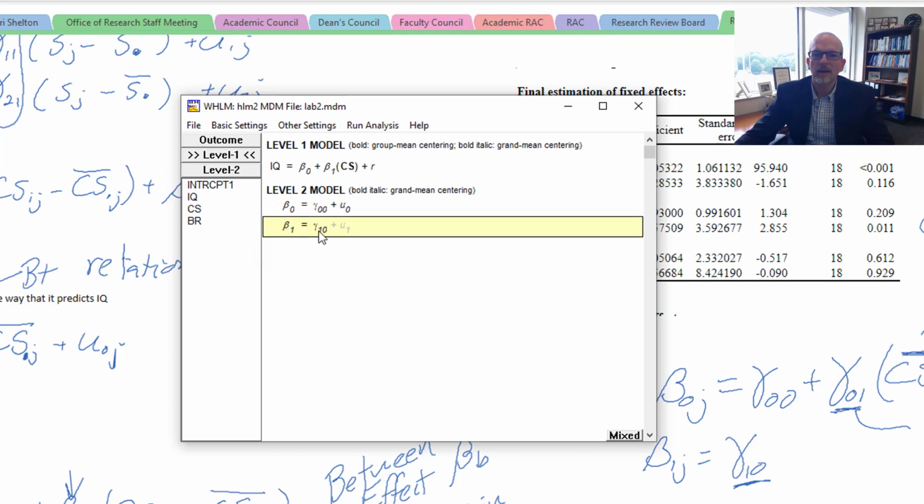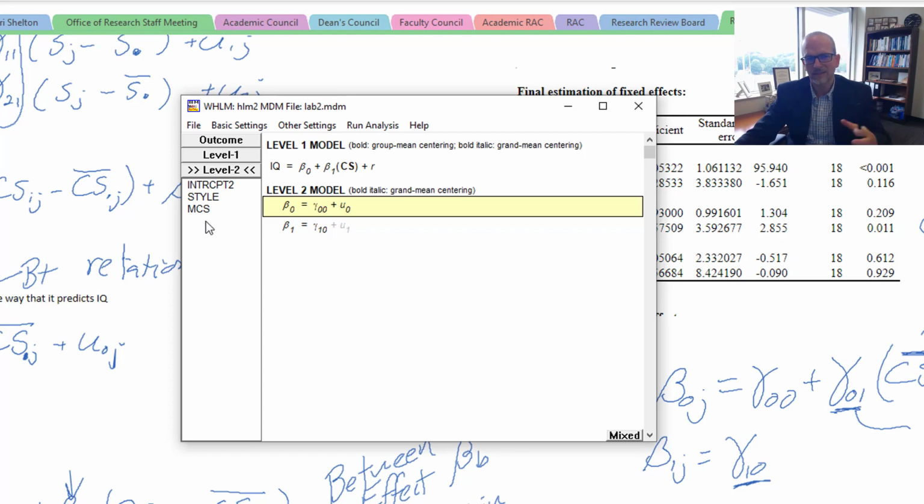Now it automatically has my gamma 10 set as fixed, so I'm not going to add in that random. But what we also want then is to include the aggregate. Now this data set already has it. The MCS stands for the mean of common sense. That's where the M comes from in my notation. And that is the average common sense for that class.